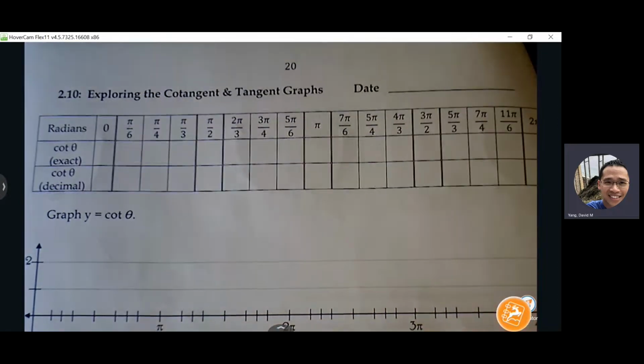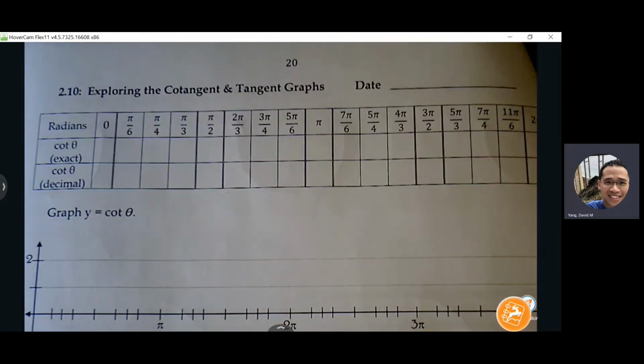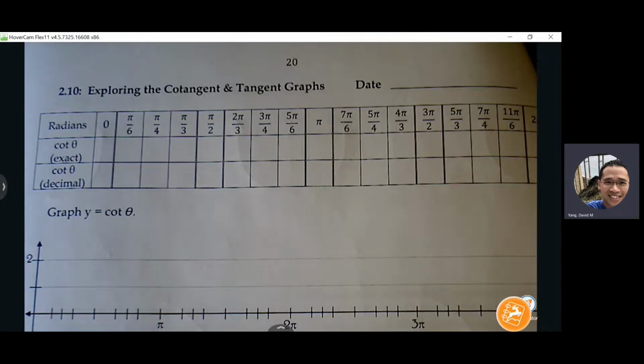Exploring the cotangent and tangent graphs. Okay, so we'll start with cotangent. Cotangent is, I guess, a little bit easier because it doesn't feel like it's cut off like how we're going to see with the tangent. It's not going to feel cut off like how we saw with the secant graph. Cotangent.